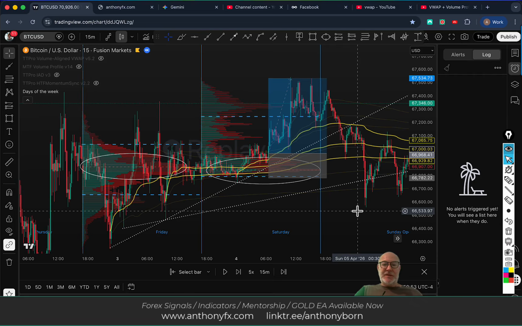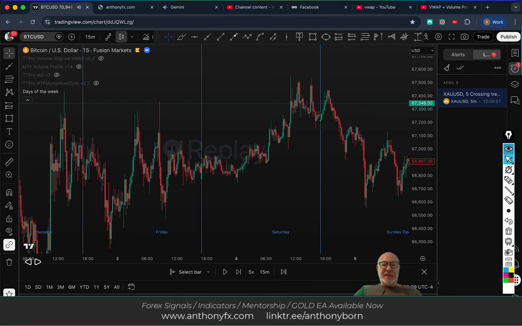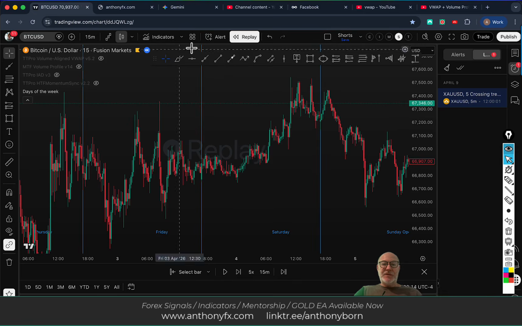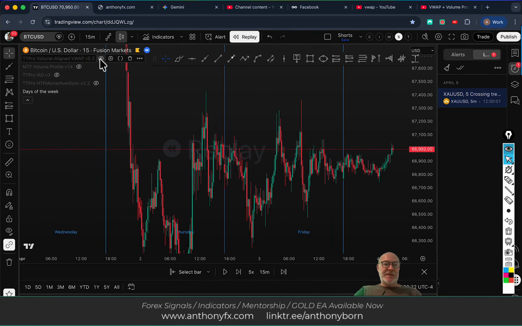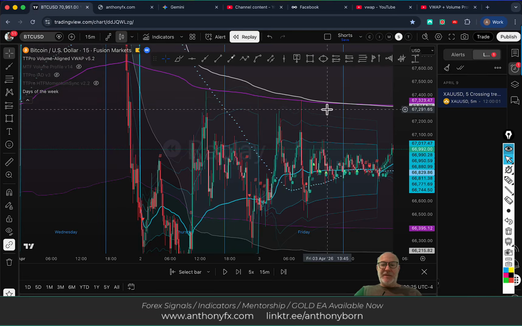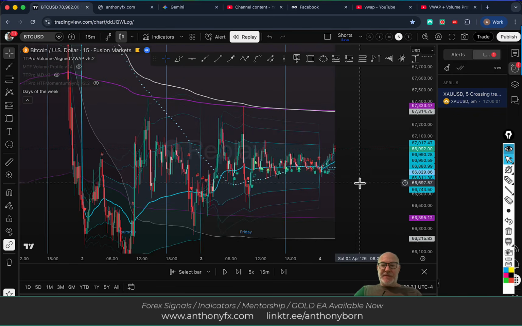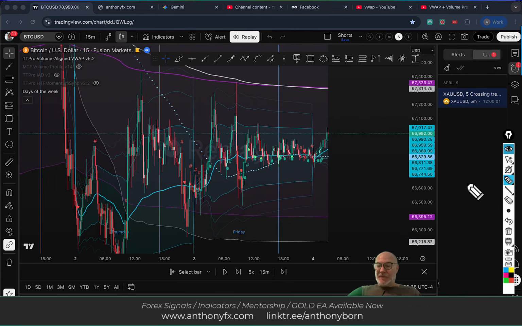Now I want to show you one other thing. Take those out, and we're going to introduce 2 indicators. This one here, this is volume aligned VWAP, and what this gives you is, and it's available on TradingView, it gives you this blue dotted line. We only take the trade if price is above that blue dotted line.